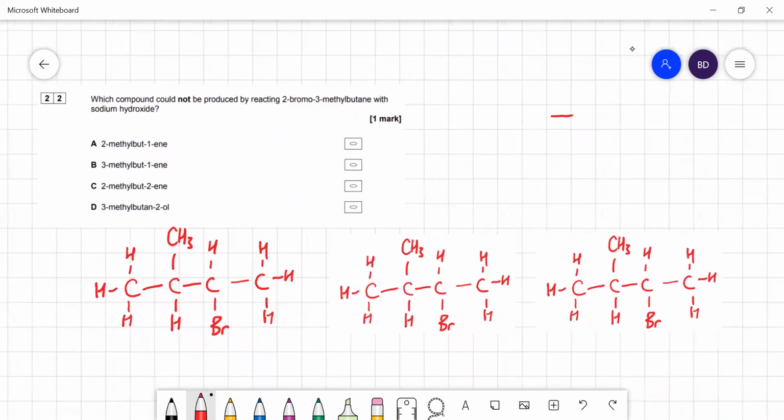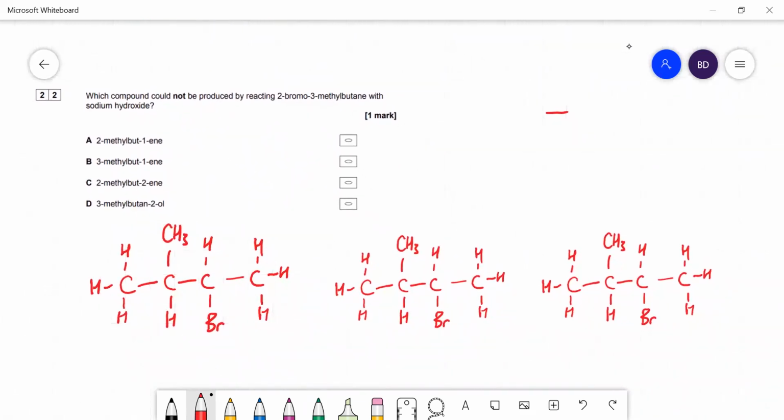Okay, which compound could not be produced by reacting 2-bromo-3-methyl-butane with sodium hydroxide? Okay, right. So what have I drawn there? I have drawn 2-bromo-3-methyl-butane. Okay, so let's see there.